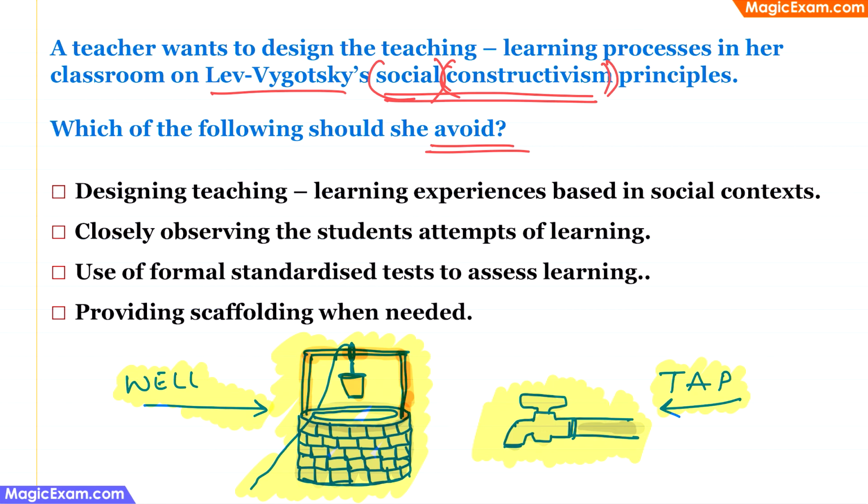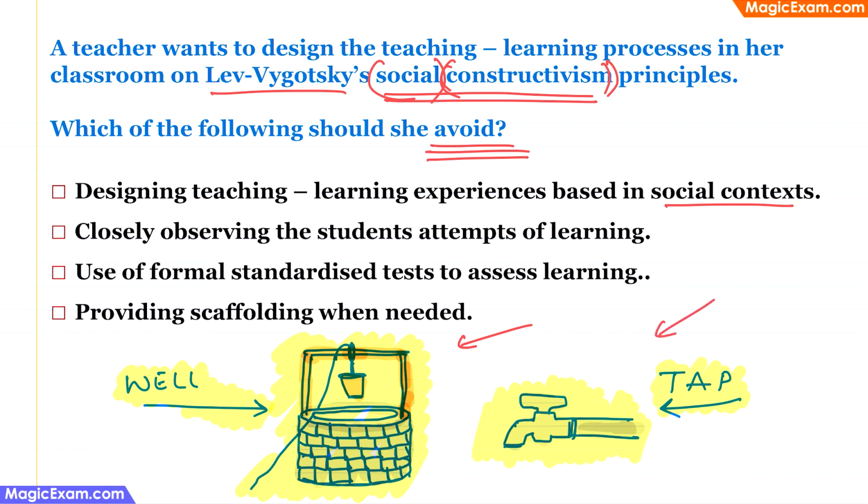Now we have to see which one of these should the teacher avoid. First is designing teaching and learning experiences based on social context. Now this is something that she should not avoid, because if you are teaching about sources of water in a classroom, if you don't use context, it means that you are not using relevant examples. For example, if I am teaching about the sources of water to children in a city, then if I talk about well water and why a well is a source of water, many of them might not even have seen a well in their life. So here I should use a tap as an example of a source of water.